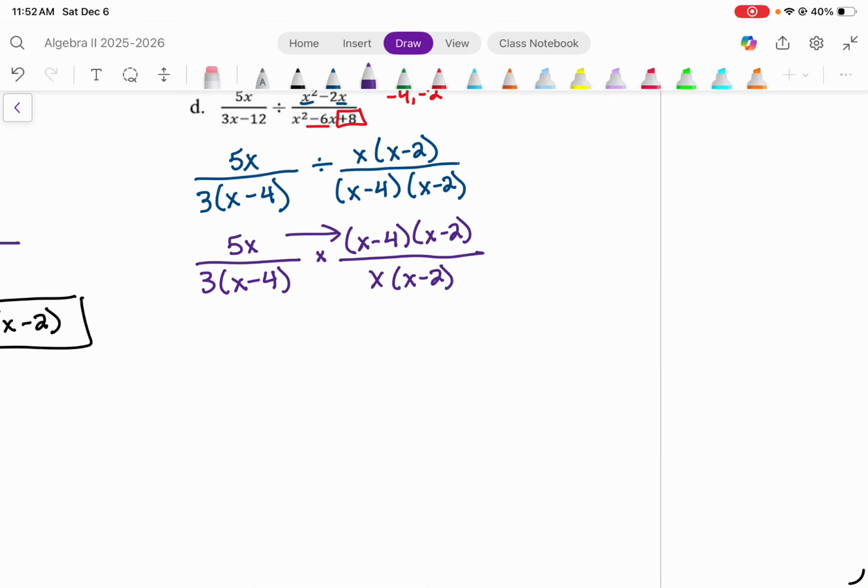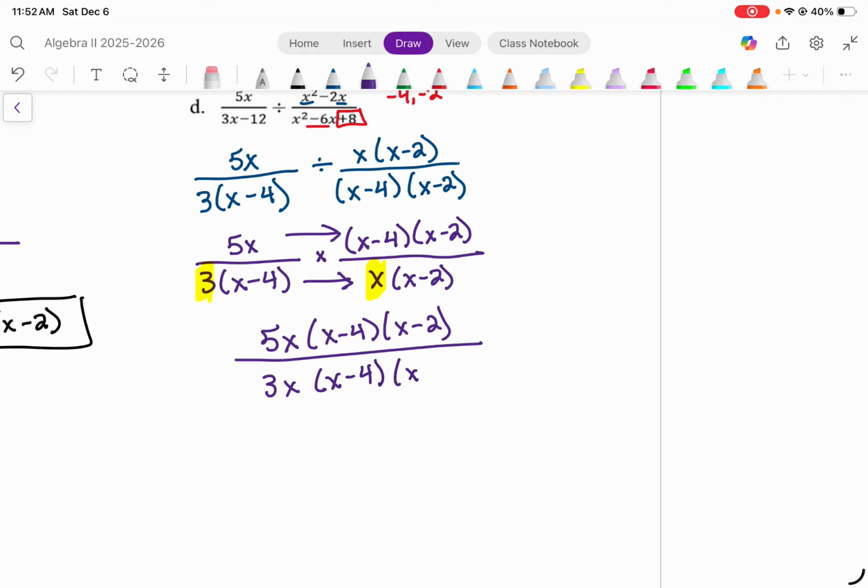Then we're able to multiply straight across. So we would get 5x times x minus 4 times x minus 2, all over. And then I'm going to put the 3 and the x in the front since those aren't in parentheses and those can be moved around a little bit. And then we have x minus 4 and x minus 2.